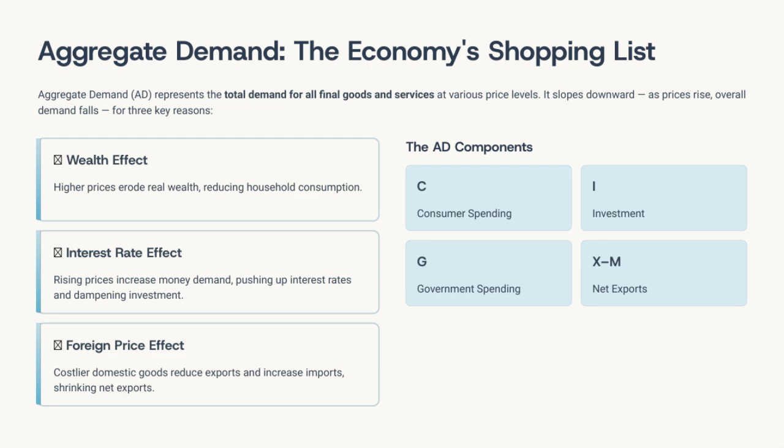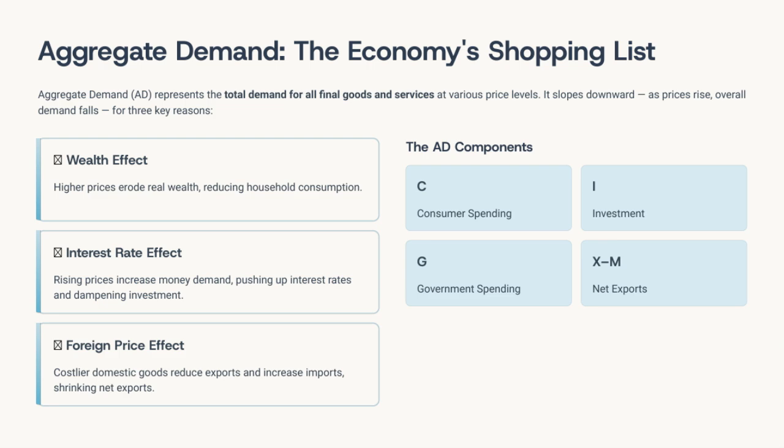Next, we see government spending, labeled as G. This is straightforward. When the government increases spending, it directly boosts aggregate demand by purchasing goods and services. Then there's investment, or I. Rising prices can have a dampening effect here too. This is due to what we call the foreign price effect.